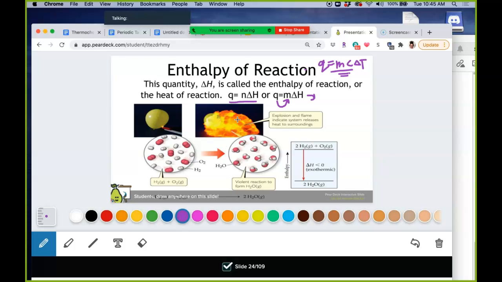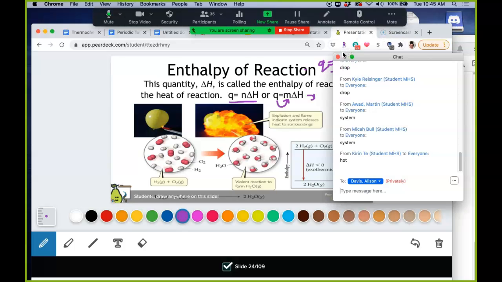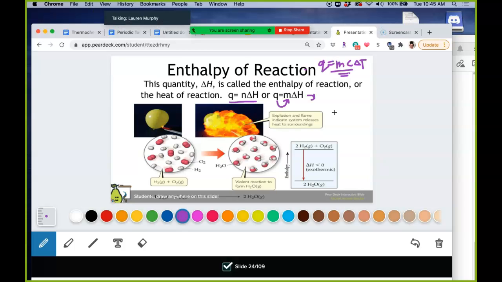Now, if you look at this, this looks like it's blowing up to me. If you were standing right there when this happened, do you think this would feel hot or cold to you? Probably hot, right? You literally have a flame coming at you. So this is hot, meaning this reaction is considered to be exothermic. It is releasing the heat to the surroundings, which is where we are. So this is an example of an exothermic reaction.